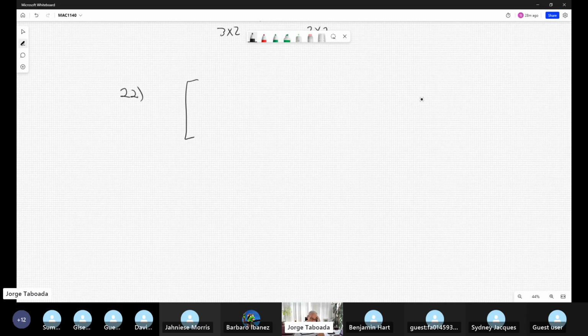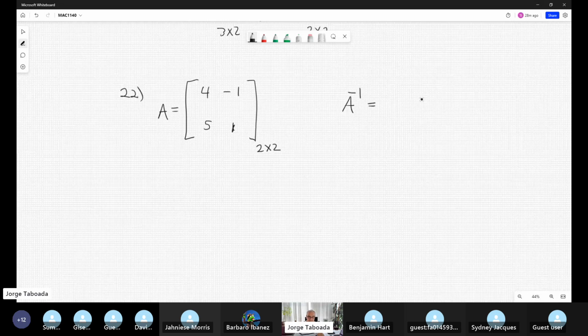Now, suppose that one matrix is given: 4, negative 1, 5, and positive 1. I call it, for example, matrix A. By the way, this is 2 by 2, 2 rows, 2 columns, square. I need to compute the inverse matrix. Inverse, this is the notation. Inverse matrix can look like exponent negative 1, but actually it's not negative 1, it's inverse. So it's not 1 over A, because the division of a matrix is not defined. It's inverse. But it's very, very equivalent.